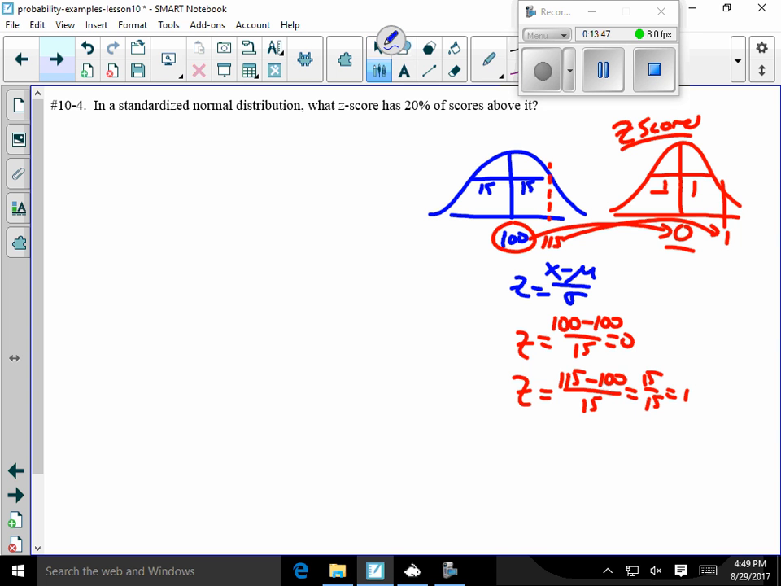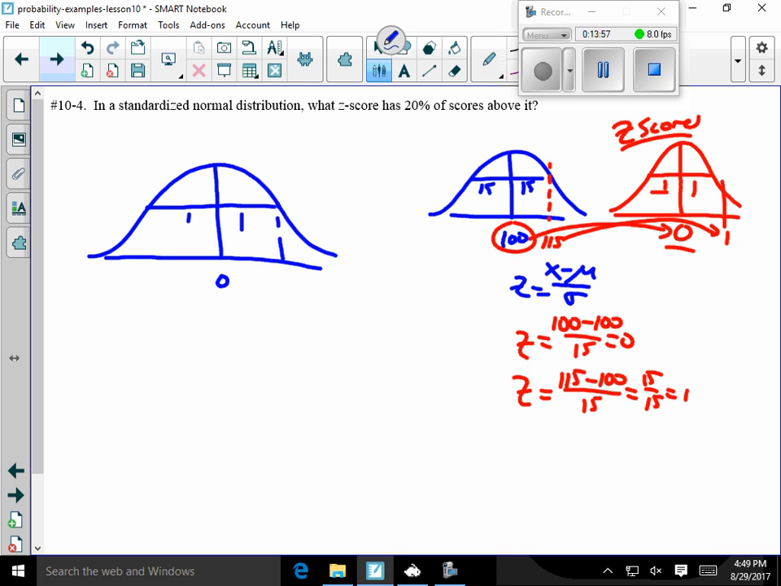Okay, so all I need to do to solve this problem is to say, all right, let's draw a standardized normal curve, which has the mean at 0 and the standard deviation set at 1. This is +1, and this would be -1 standard deviation. What z-score has 20% of the scores above it? Okay, so if I draw something where 20% is above it, maybe I would draw a line here. I'm after a boundary value where this area is 20% here.